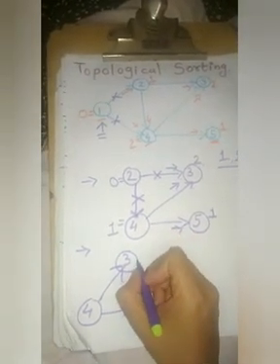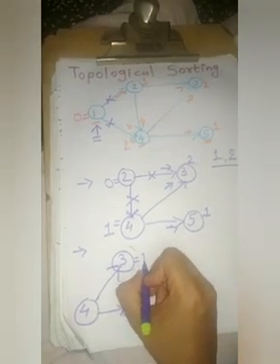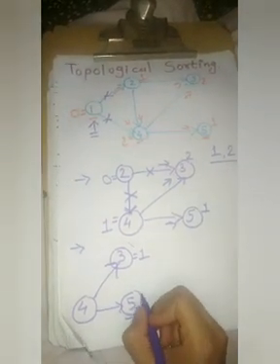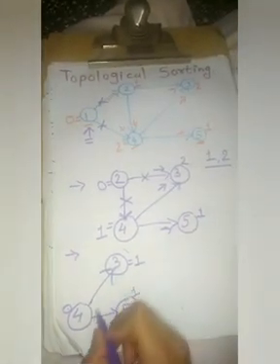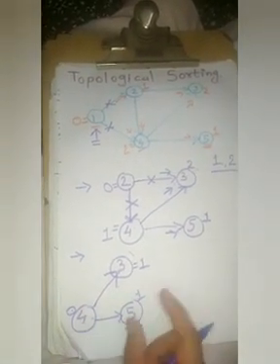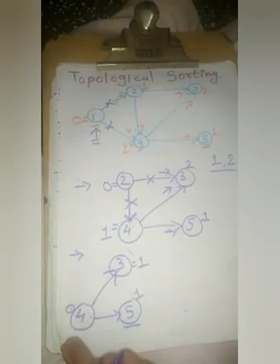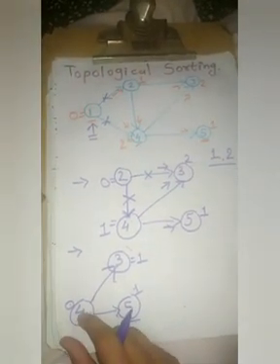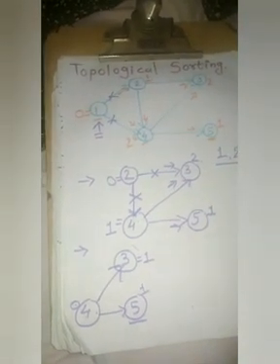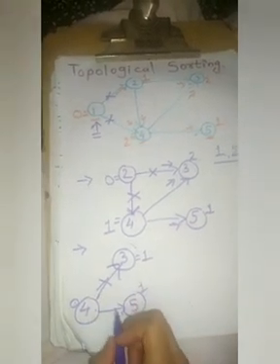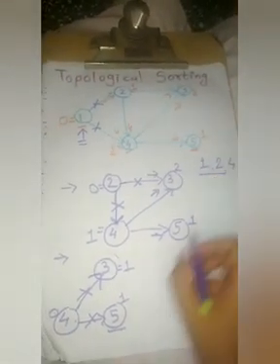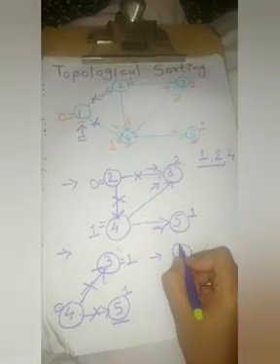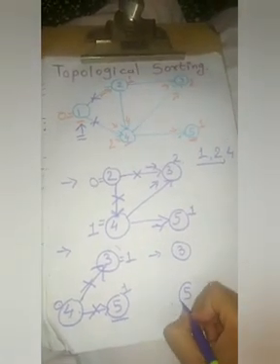Check incoming degree: for 3 is 1, for 5 is 1 and for 4 is 0. Delete node 4 because it has 0 incoming degree. So delete it and write here 1, 2 and 4. Remaining graph is 3 and 5.